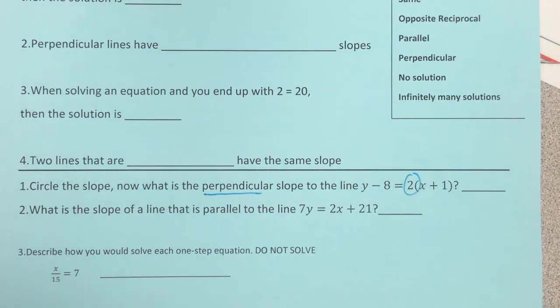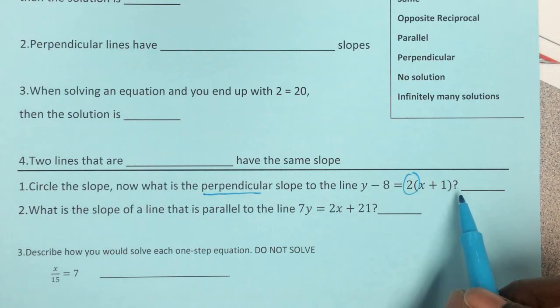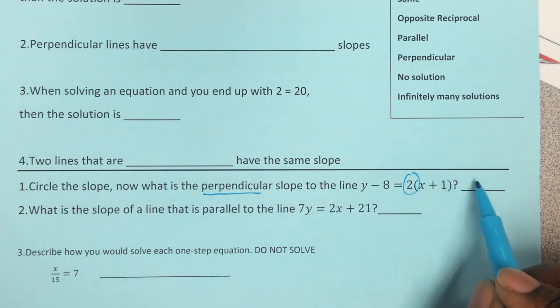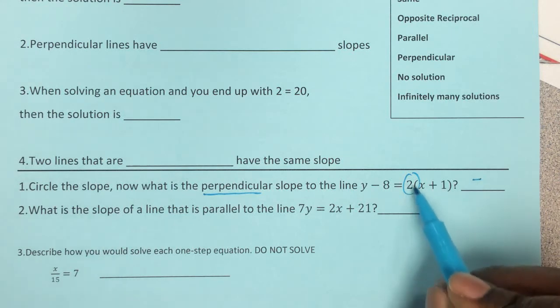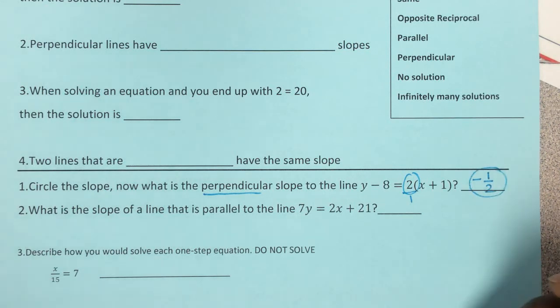Over on the wall over there, perpendicular lines in bright pink, it says 2 changes. Opposite reciprocal. Opposite means if this slope is positive, your perpendicular slope has to be negative. And how do you flip a 2? You don't know? It's 2 over 1 right now. Flip it. Make it 1 over 2. That would be my perpendicular slope.